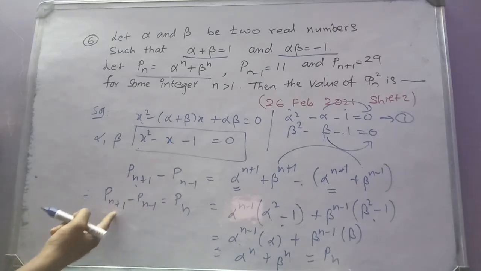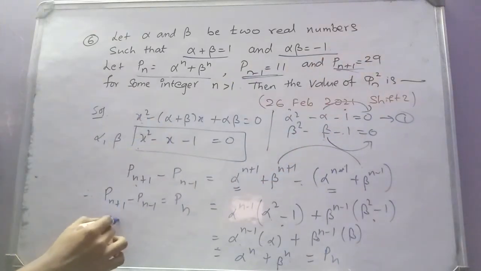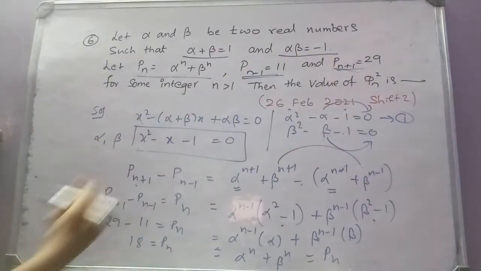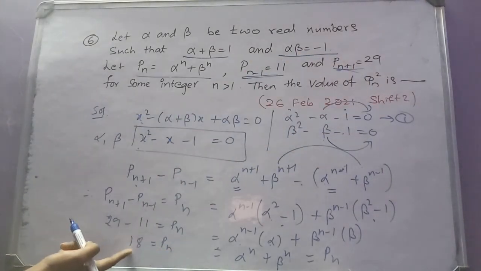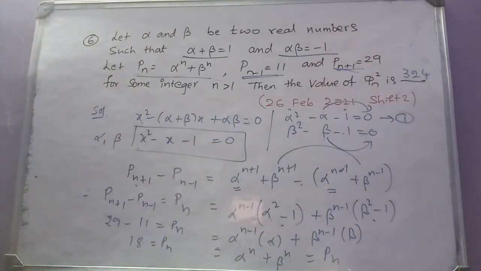We know these two values according to the question. Pn plus 1 is 29 and this is 11. So 18 is equal to Pn, but they are asking Pn square. What is it? Pn square is equal to 18 square. How much is it? 324. That is our answer. Pn square is equal to 18 square, which is 324.